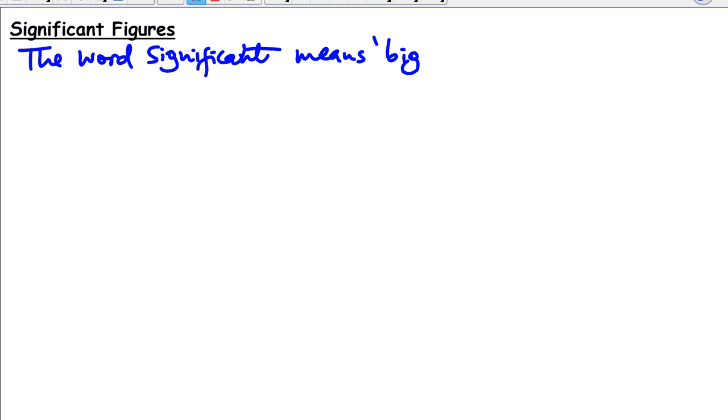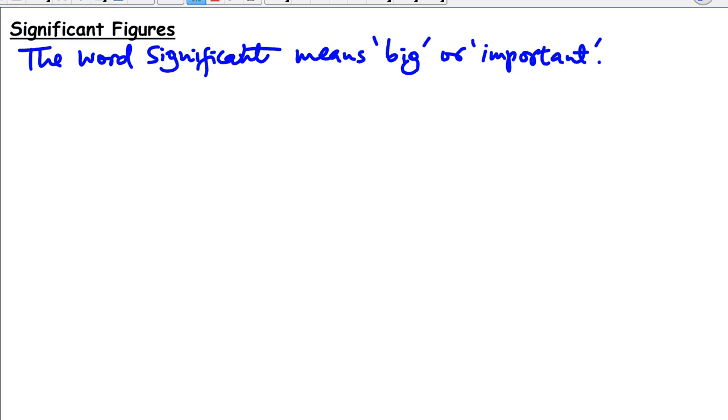Next, I'm going to look at significant figures. Now, the word significant means big or important.